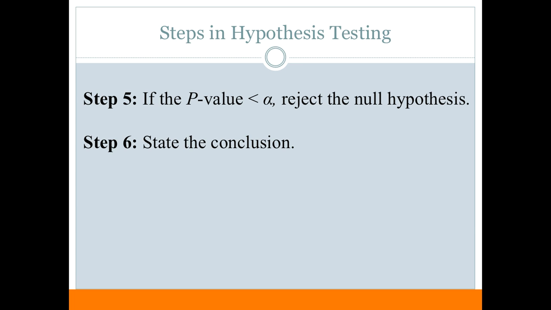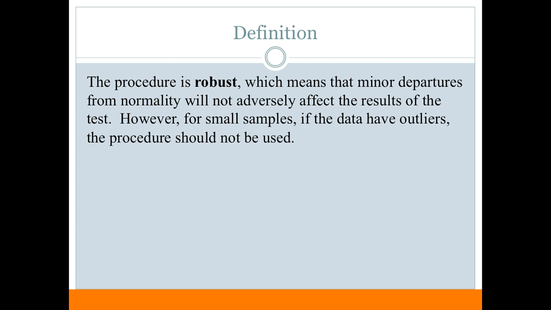And our conclusions are going to be exactly the same. So if our p-value is less than alpha, we reject the null hypothesis. Basically, that means that our sample provided enough evidence that we can reject our null hypothesis. And then we go ahead and we state the conclusion. Now, one kind of important thing to note is that the procedure is robust, which means that minor departures from normality are not going to adversely affect the results of the test. But if we have small samples and we have outliers, we should not use this procedure.